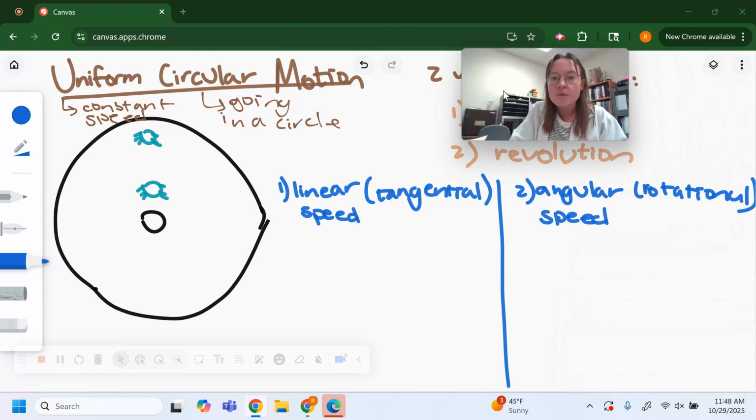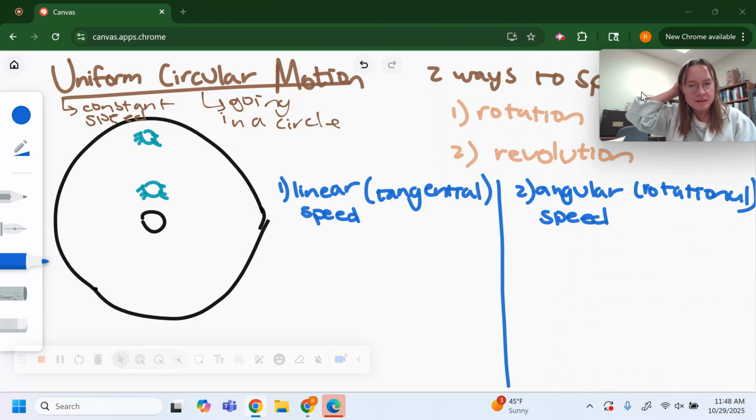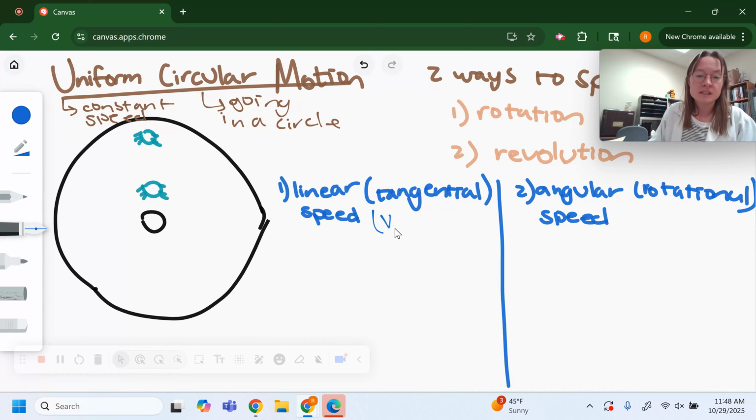Okay, when we are talking about linear speeds, linear speed is just the ordinary kind of speed that you know and love. It's the speed that you represent with the letter V. But in order to distinguish this linear speed from normal linear speed, in order to say that, hey, this is my linear speed when I'm going in a circle, I'm going to call it V subscript capital T, where T stands for tangential.